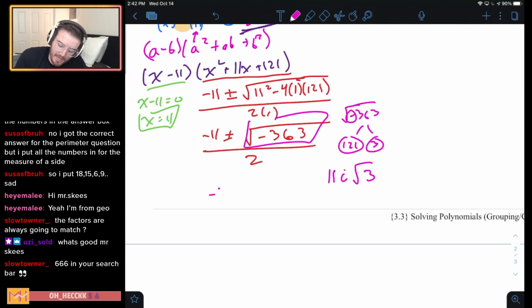All right, so I end up with negative 11 plus or minus 11i root 3 all over 2.